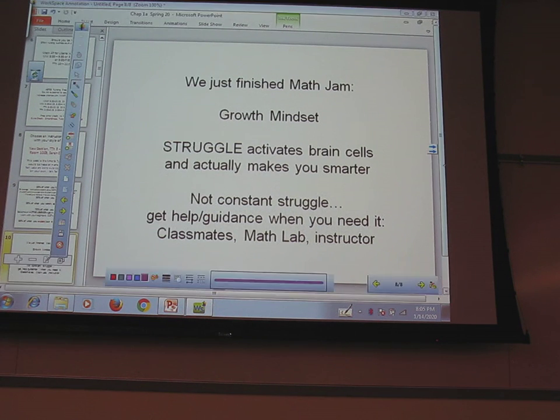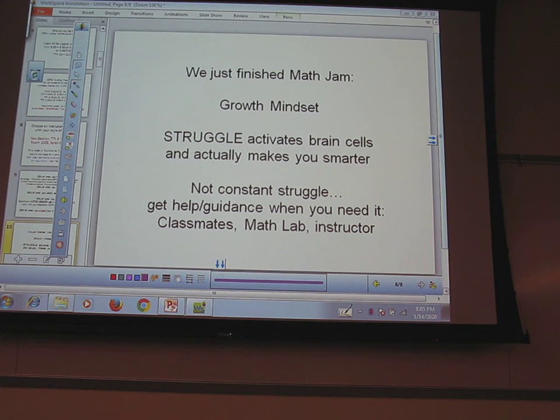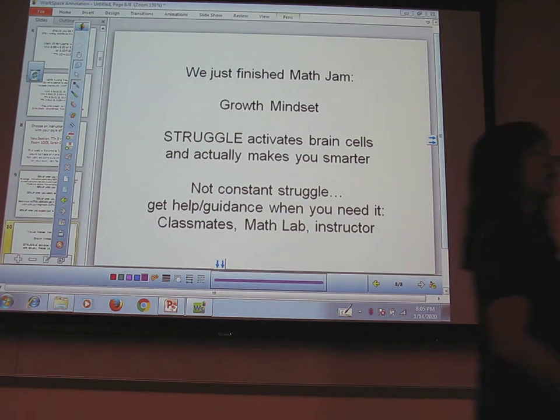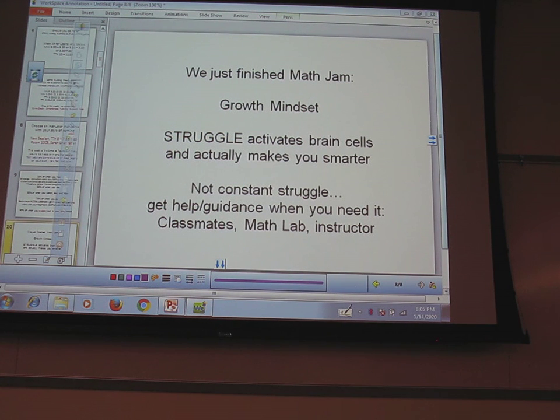We just finished Math Jam. Yay! We talked a lot in there about growth mindset and struggle. Struggle is how your brain grows. If you're trying to figure something out and you're working on it, you can really see the brain light up more. And it's creating these dendrites, these connections between brain cells. The more you increase and strengthen those connections, the stronger your brain gets, the more brain cells you're actively pulling in to work for you.